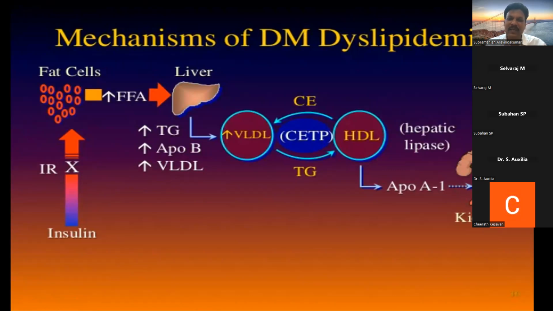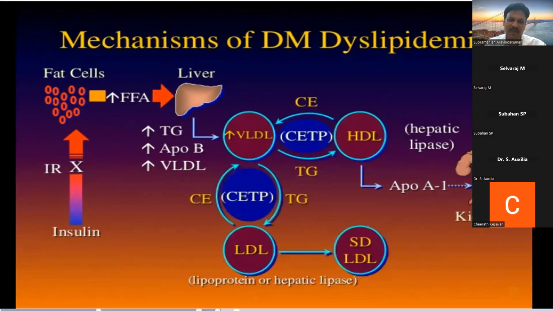Lower HDL in diabetic dyslipidemia prevents reverse cholesterol transport, which would otherwise be helpful to the patient. Less HDL straight away says that the person most likely has insulin resistance. So in your mere lipid profile, low HDL straight away says the patient has insulin resistance. What happens next? It again exchanges cholesterol ester with LDL, and this LDL becomes smaller in density.